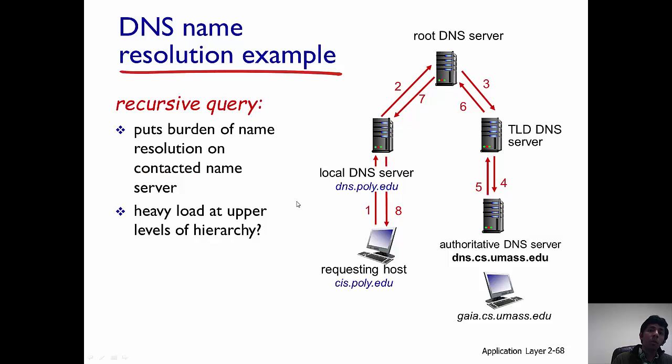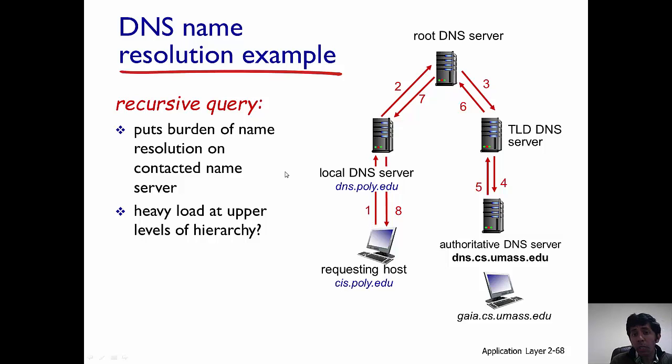We will also look at another way in which domain names can be resolved, and that's a recursive query. So once again, when this host, cis.poly.edu, wants to get the IP address of gaia.cs.umass.edu, it contacts the local DNS server. Assuming that the local DNS server does not have this information, it forwards a request to the root DNS server. But here, instead of sending a response back to the local DNS server, the root DNS server forwards it to the TLD. The TLD forwards it to the authoritative DNS server, and the information then traces this route back to the local DNS server.